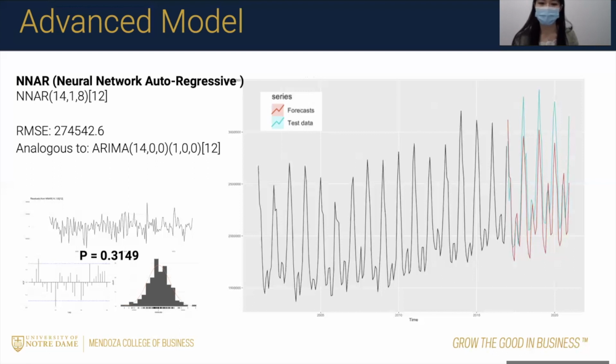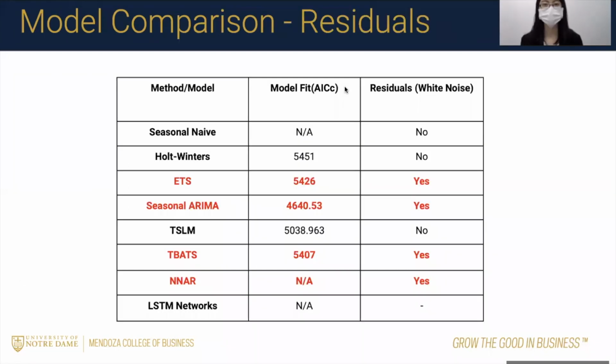Interpreting this model, we can see that it is a seasonal one with parameters 1,4,18, which is similar to an ARIMA model as shown above, but with nonlinear functions. The p-value for this model's residuals is 0.314, meaning that they follow a white noise pattern, and the RMSE for this model is 274,000. Now we have gone through all methods and models.